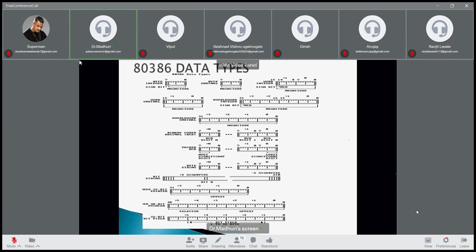Now next, in BCD you have the packed BCD. The packed BCD means in one byte you have the representation of a two-digit decimal number.